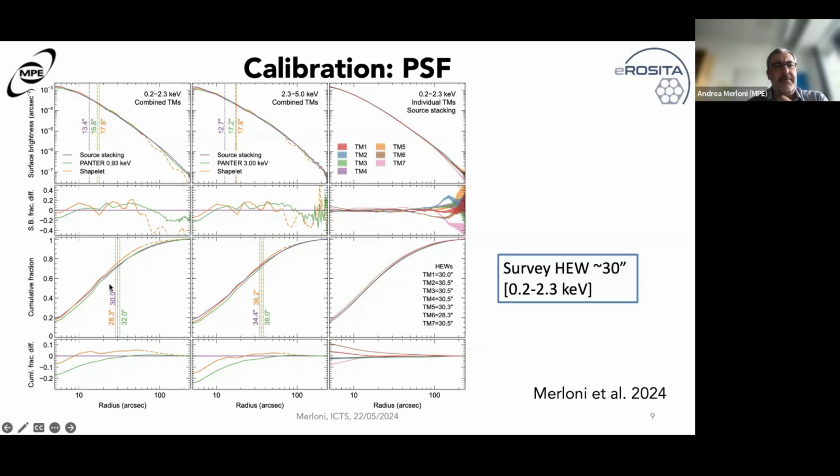And here you see a comparison between pre-flight and in-flight measurement of the half energy width. I told you already about 30 arc seconds here in the second row. And on the right-hand side, you see a comparison of the PSF of the 7 telescopes, just to see how close to each other they are. And so overall, the PSF is also quite well under control, which is very important to model extended emission like clusters.